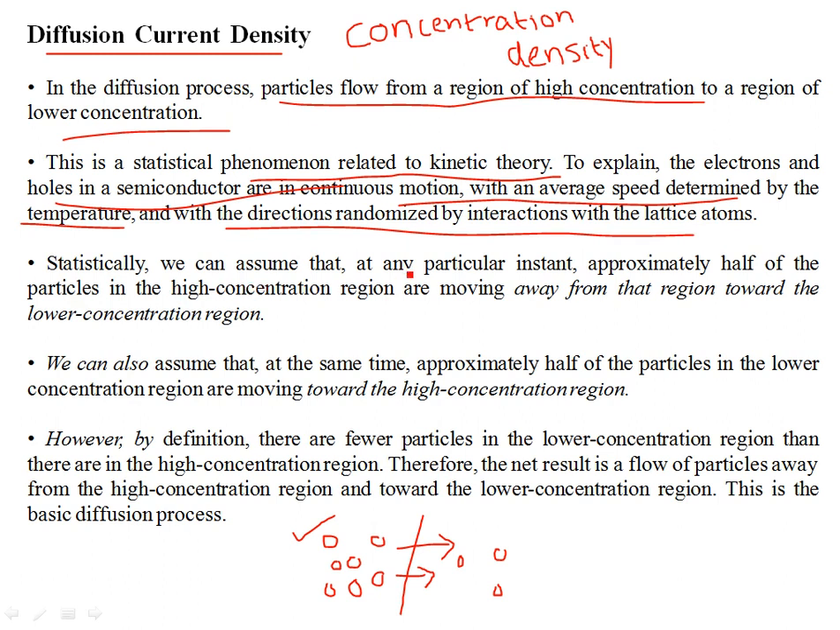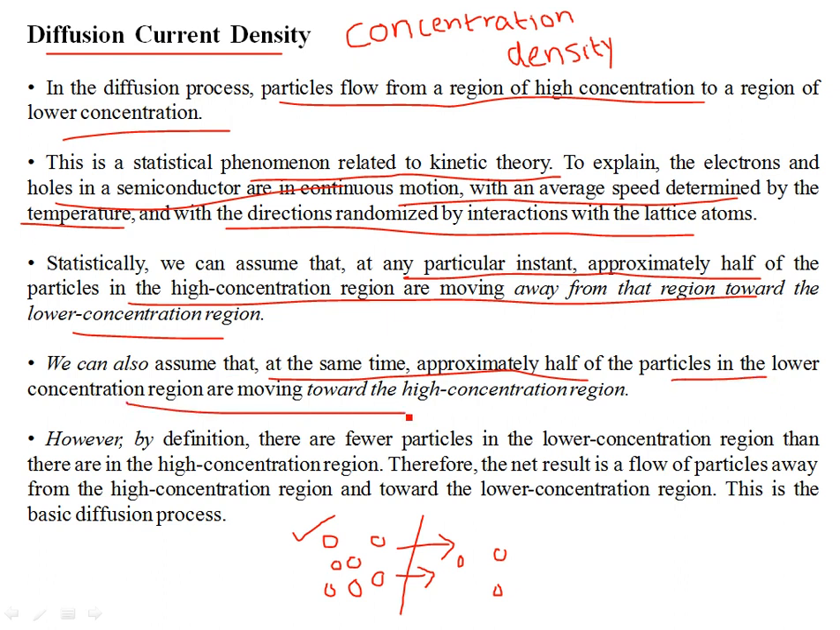So statistically, we can assume that at any particular instant, approximately half of the particles in the high concentration region are moving away from that region towards the low concentration region. And at the same time, half of the particles in the lower concentration region are moving towards the high concentration region. But by definition, the low concentration region has fewer particles than the high concentration region. Therefore, the net result is the flow of particles from the high concentration region to the low concentration region. This constitutes a diffusion current.